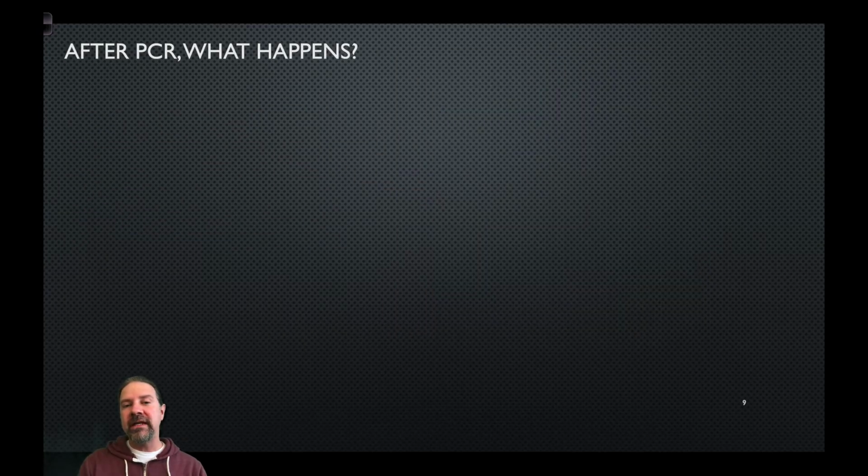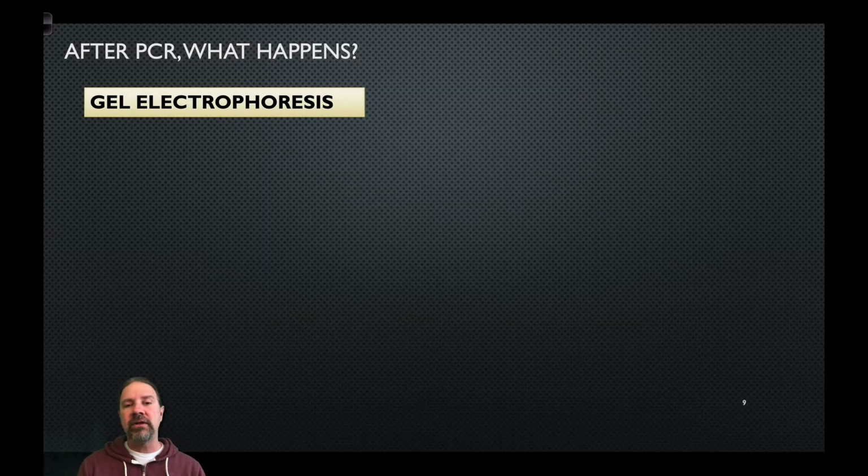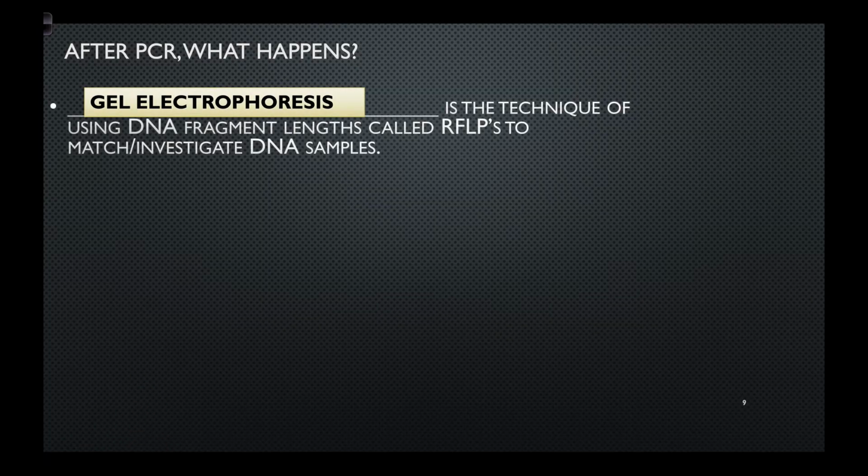So now we've run our DNA through the PCR process. We've gone from just a few copies of DNA to millions and millions of copies of DNA. So what happens next? Our next process is called gel electrophoresis. This is going to be the technique of using DNA fragment lengths called RFLPs to match and investigate DNA samples.